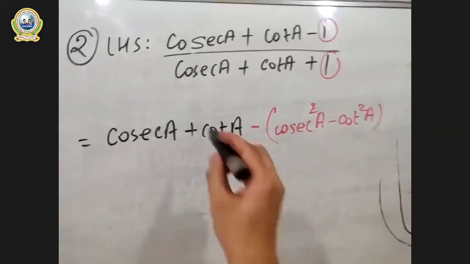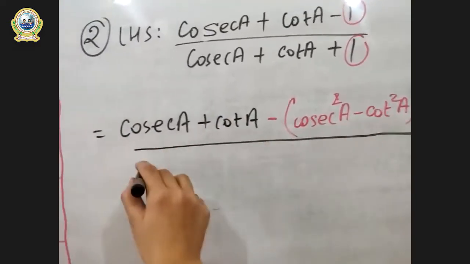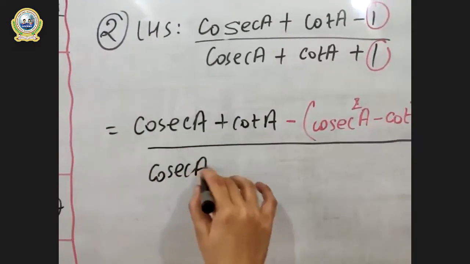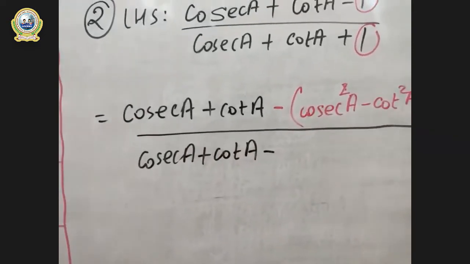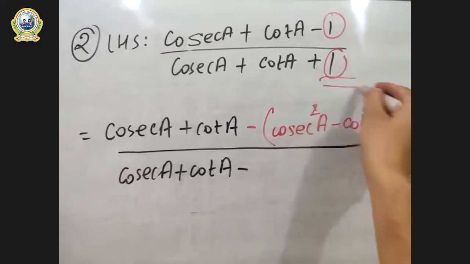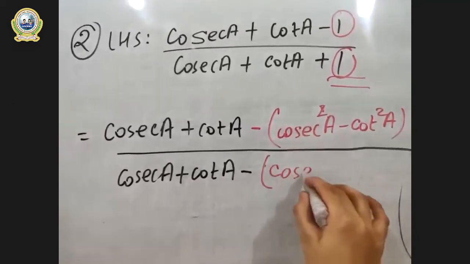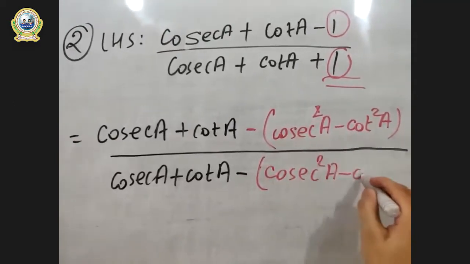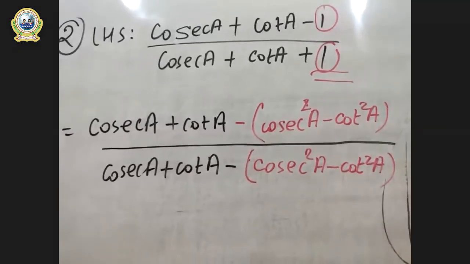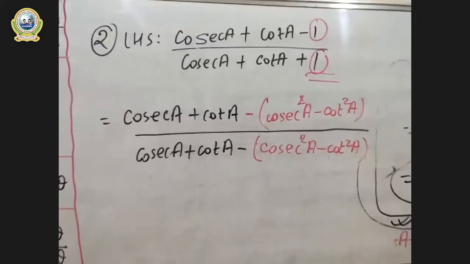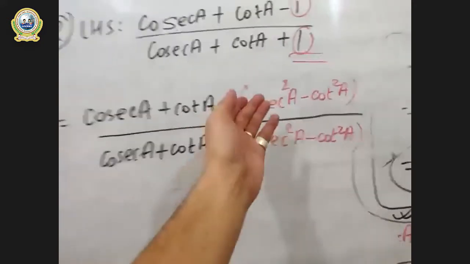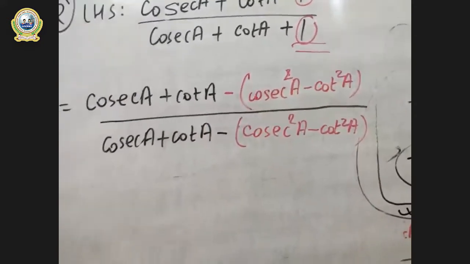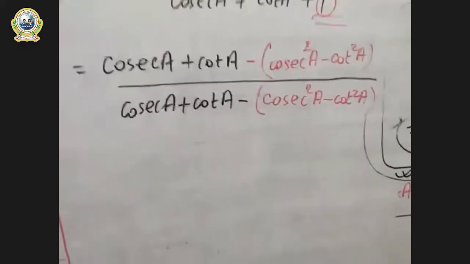And in the numerator part, write the same format: cosec A plus cot A, and minus is as it is, right? So let's change this one also. Now this will be cosec square A minus cot square A. Are you clear up to this? This is very simple. Now I think you know what to do: A square minus B square. Let's use the formula like we had done in the previous one.